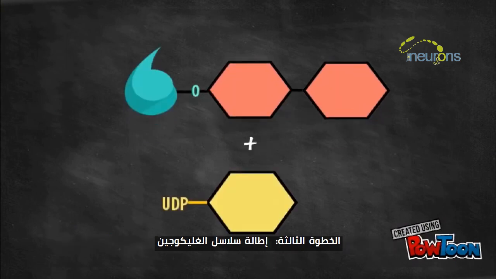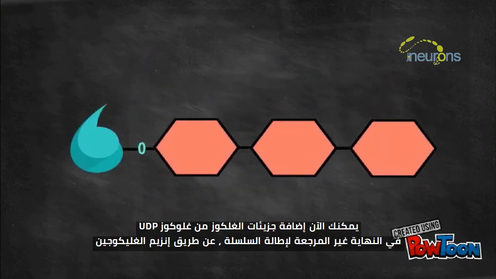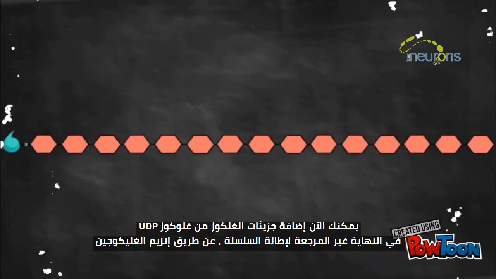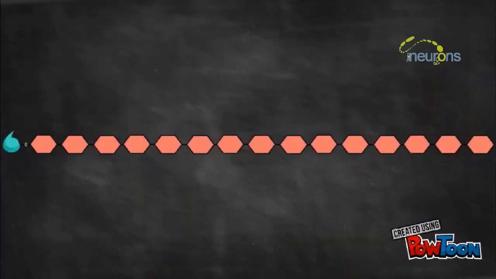Step 3. Elongation of glycogen chains. You can now add molecules of glucose from UDP glucose at the non-reducing end to elongate the chain via glycogen synthase. It is the enzyme responsible for making the alpha-1,4 linkages in glycogen.